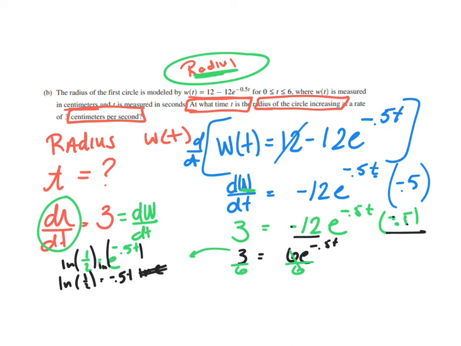So I'm going to divide by negative 0.5. Or you could multiply both sides by negative 2. So let me just carry over here. I'm just going to say it's the ln of 1/2 divided by negative 0.5. And we've got our answer.